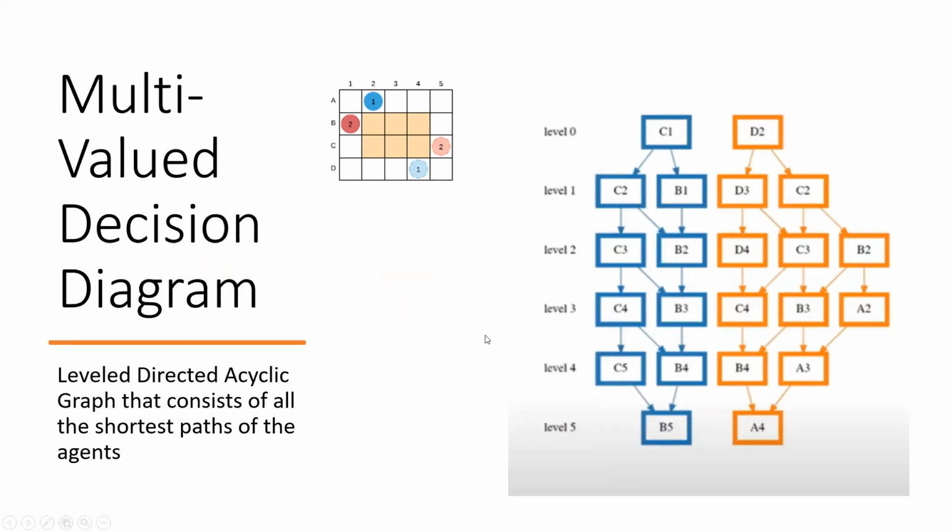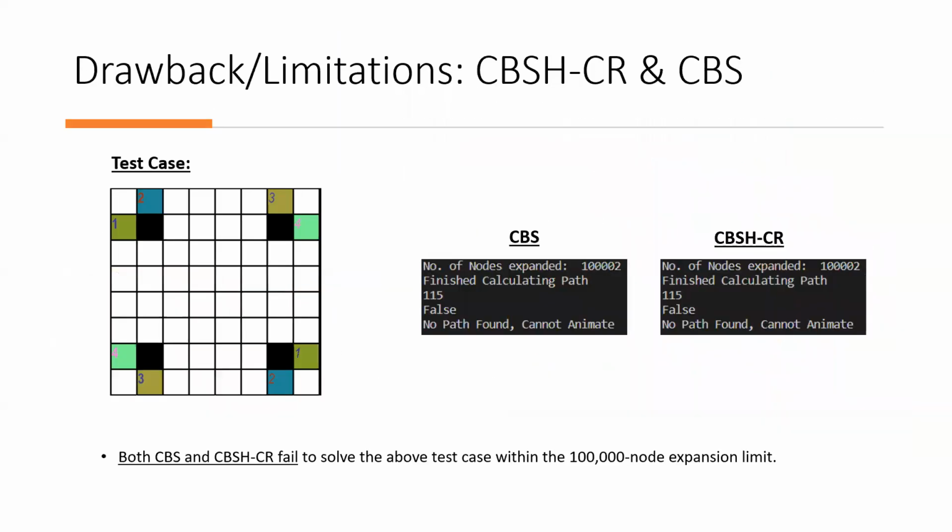So we use the concept of multi-value decision diagram, which is a leveled directed acyclic graph that consists of all the shortest paths of the agents. So let's say we have agent 1 and agent 2. We construct a multi-value decision diagram for each agent, where a breadth first search is performed, and at each level the nodes are identified, and all the nodes that come in finding the shortest path from an agent's start location to the end location are included in the multi-valued decision diagram of a particular agent.